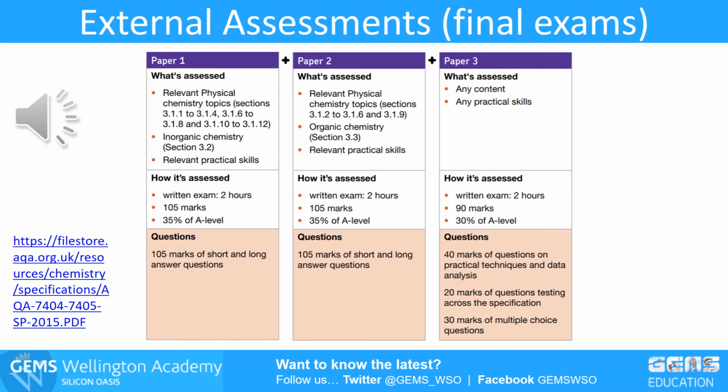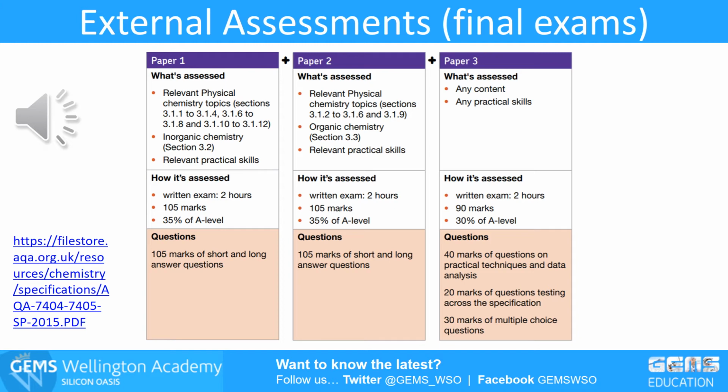Paper 3 is slightly more difficult because this time they can assess any content. So that's any content from paper 1 or paper 2. So the whole specification can be tested in paper 3. It also has a heavier weighting on practical skills and can assess any of those. This again is 2 hours, but it is only worth 90 marks and it's 30% of their final grade.